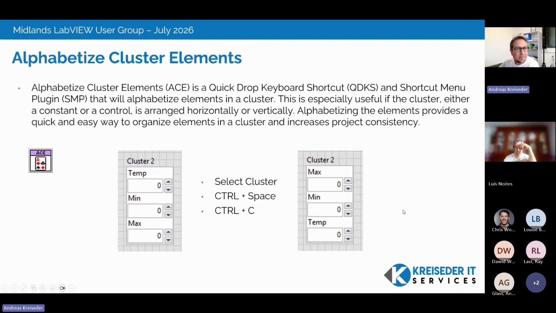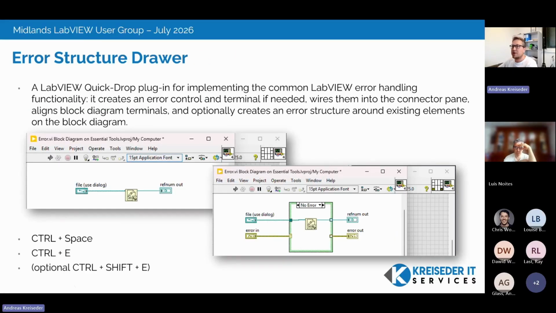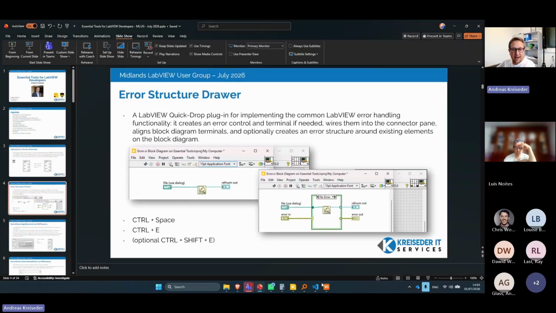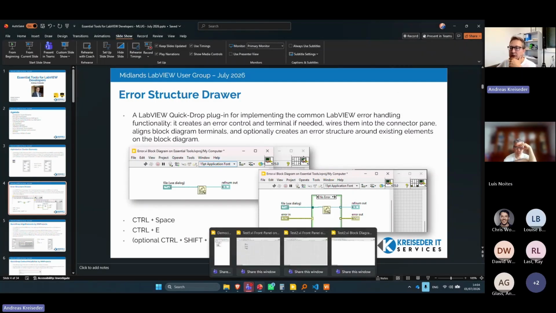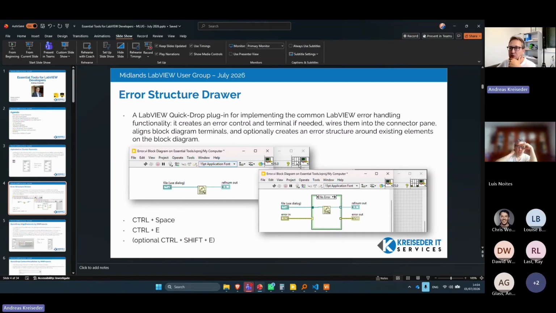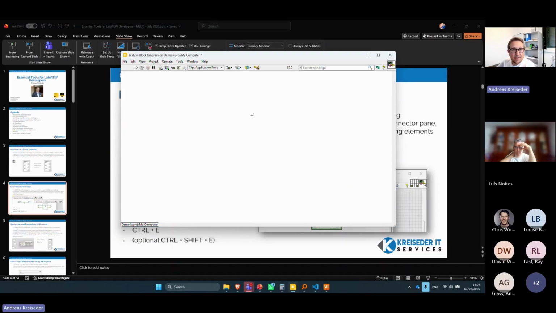So that's that. And this is one of my favorite ones, the Error Structure Drawer. I'm not sure if you know that thing. I will also show you that live. It's very handy to create the error in and out, and also the wiring in the connector pane, by just pressing a shortcut. So I'll show you that.